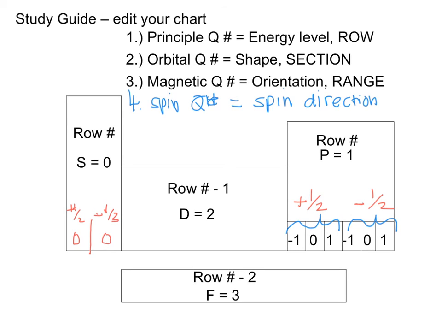Okay? So now you can put it all together. If you have an element right here, you know that it's going to be energy level or row of, it's normally in the 7th row, but we're going to subtract 2, so it would be 5. And then we know that it is in section 3, and it is the first element, so our range is going to be -3, and then it has a positive 1/2. So that is the quantum number set for that element right there.